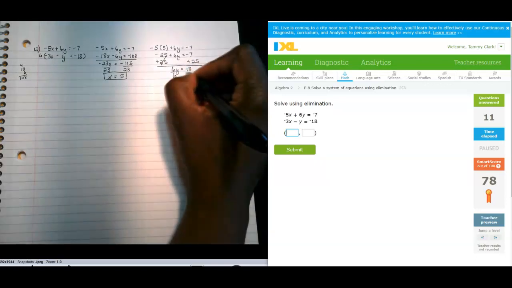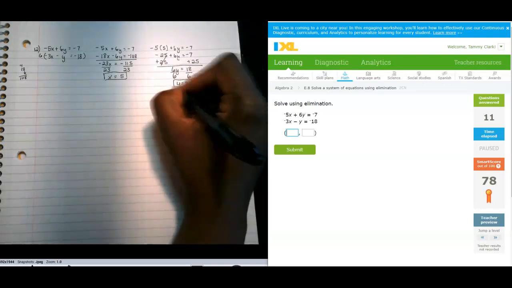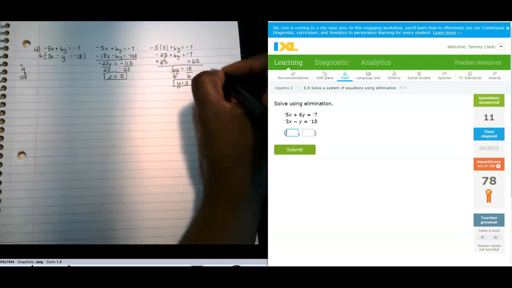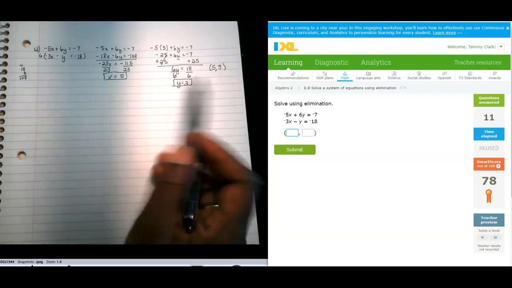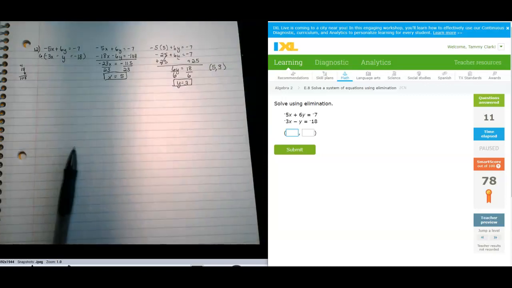Divide by 6. Got ahead of myself. Y therefore is equal to 3. So our ordered pair that makes both equations true, therefore, it's the solution to the system, is 5, 3.